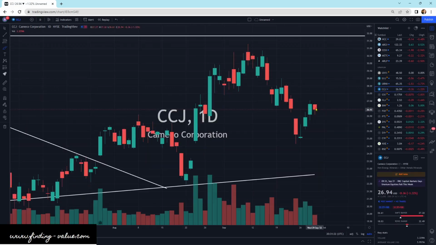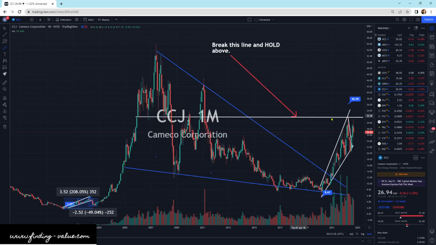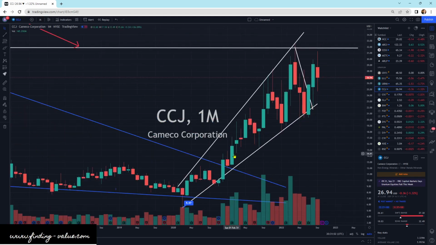CCJ, our leader, small down day. I still think it looks all right. I'm not convinced yet that we're just going to go up and try ripping it. It's possible, but when we back out here, we're trying to break through that resistance line at $32. And I don't know why that's up there. Let me remove that real quick. $32 is where we want to break. And right now, we're just getting kind of a medium down day where we could go either way.